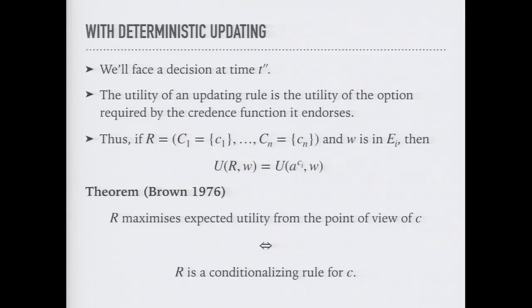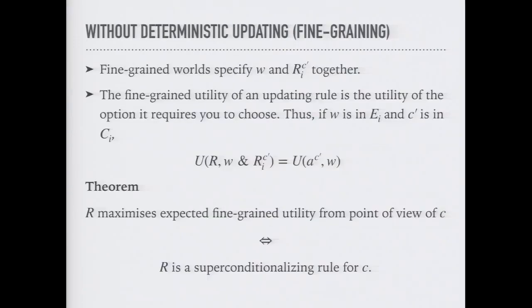And so the question is, how do you define it? And there's basically two ways. You can either fine-grain the sets of possible worlds, or you can keep them as they are, kind of coarse-grained, but then you put probabilities over the different possibilities. First way is not going to get you conditionalization, second way is.